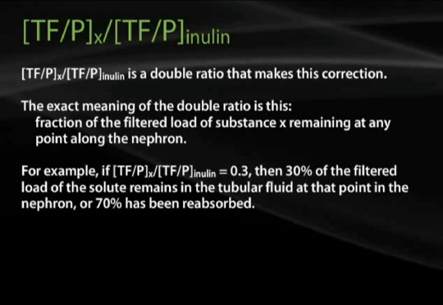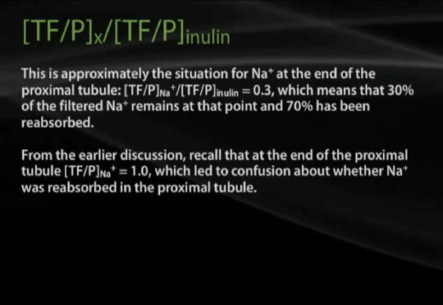The tubular fluid to plasma concentration ratio of a substance X divided by the tubular fluid to plasma concentration of inulin is a double ratio that makes this correction. The exact meaning of the double ratio is this: the fraction of the filtered load of the substance X remaining at any point along the nephron. For example, if the double ratio of substance X is 0.3, then 30% of the filtered load of the solute remains in the tubular fluid at that point in the nephron, or 70% has been reabsorbed.